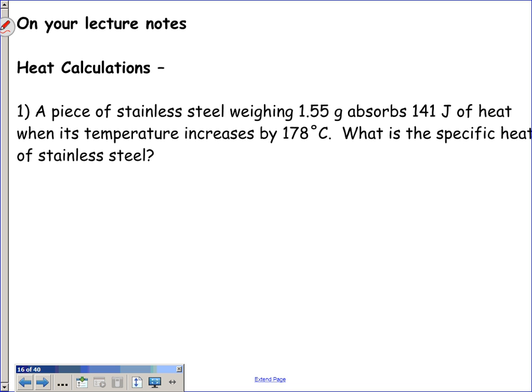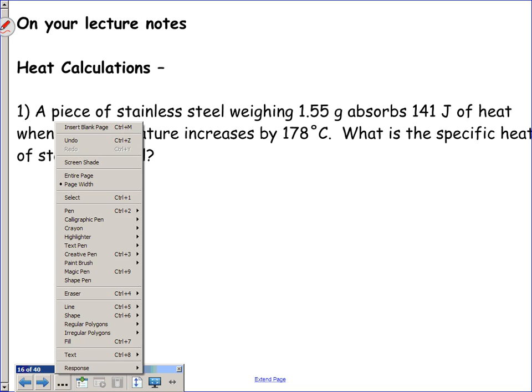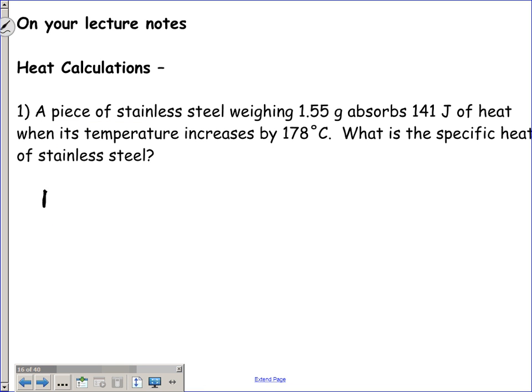All right, so guys, do me a favor. Read and write down your givens. So, a piece of stainless steel weighing, what is this? What variable is this? Mass, thank you. Mass equals 1.55 grams. This is a sample question. Write this next to your, someplace else on this note paper.